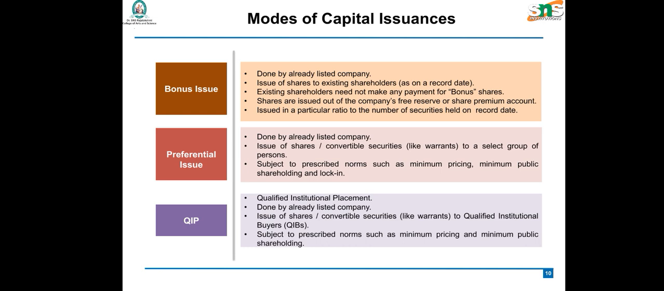And bonus issue is done by an already listed company. Issue of shares to existing shareholders. Existing shareholders need not make any payment for bonus shares. Shares are issued out of the company's free reserve and share premium account. Issued in a particular ratio to the number of securities held on the record date.